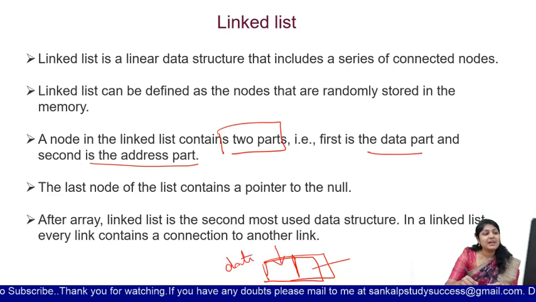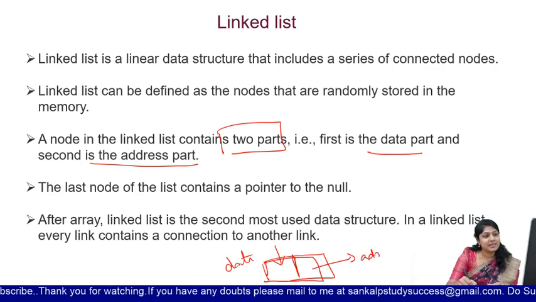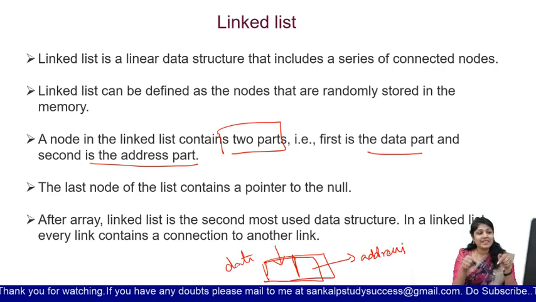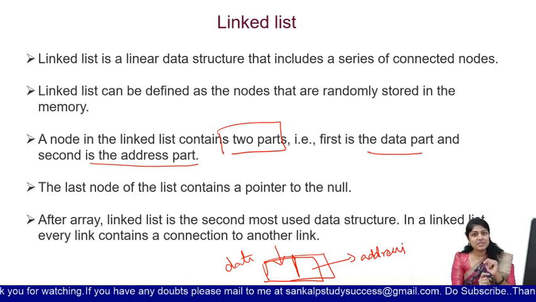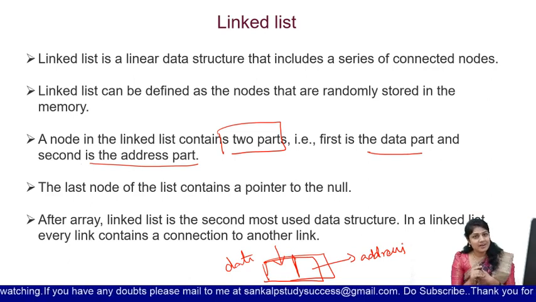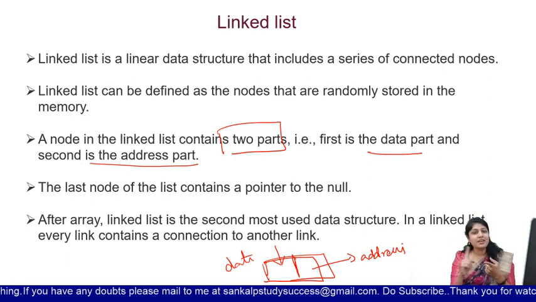Okay, and the second part is nothing but what? Address part. Address of what? Address of the second node, not the address of the current node. You must remember this point. Normally in the exam, you write the address of the second node, not the address of the current node, and here the data.